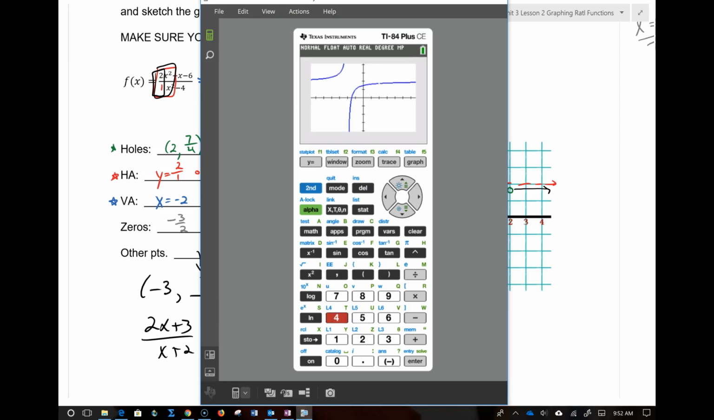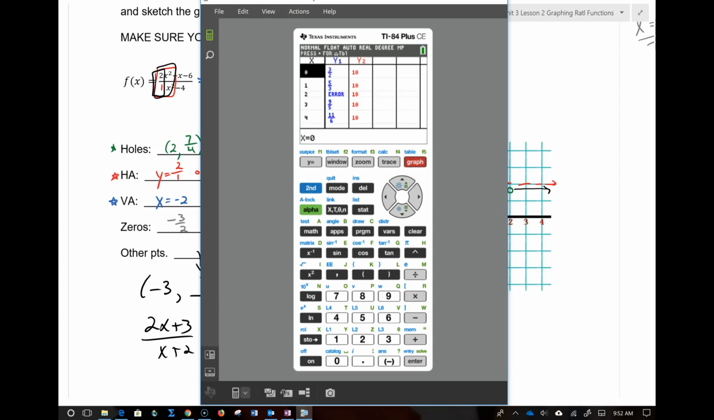So just know you're not going to trust, when you look at your screen, where the hole is going to be. But doesn't it look pretty accurate from what we have otherwise, though? At 0, negative 1/2. Now, here's how you can tell if you have a hole correctly. Go second, table. At 2, we said we had a hole at 2 and 7/4. Do you notice it goes down at 2, and what do you see in the y1? Are you guys with me on that? You can literally see the error.